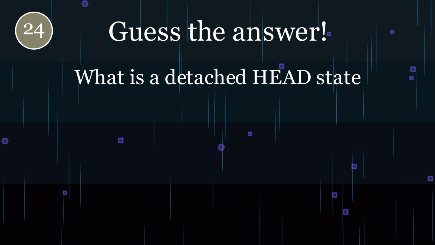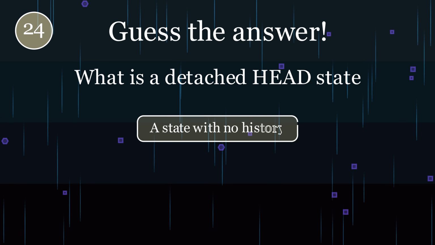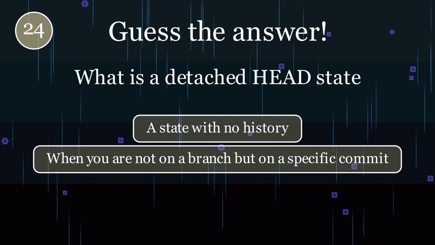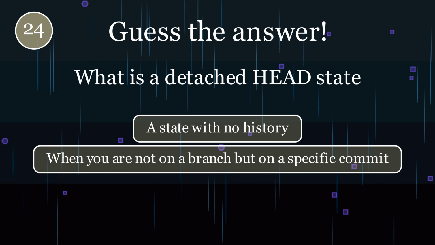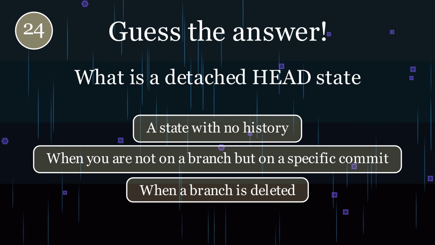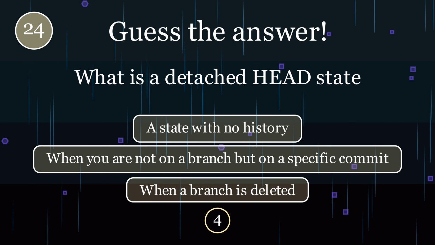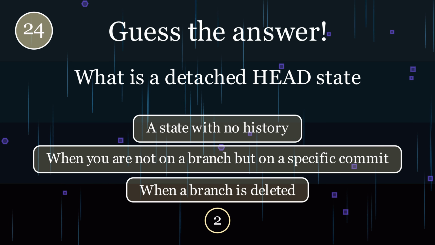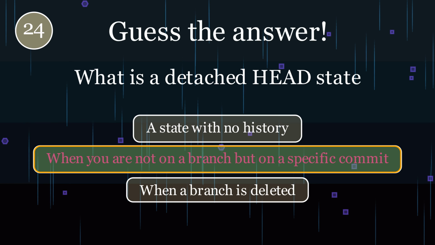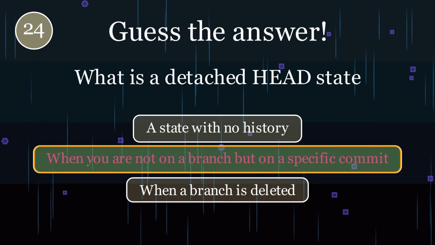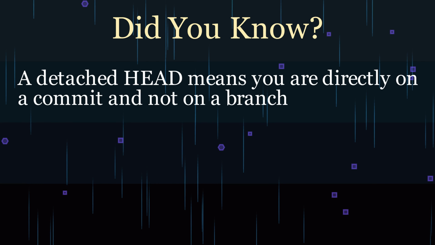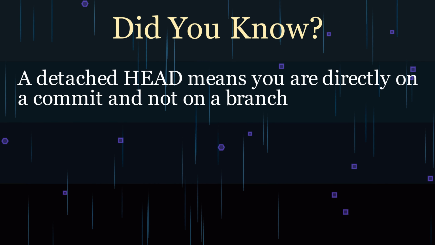What is a detached HEAD state? A state with no history. When you are not on a branch but on a specific commit. When a branch is deleted. The correct answer is when you are not on a branch but on a specific commit. A quick fact for you: a detached HEAD means you are directly on a commit and not on a branch.